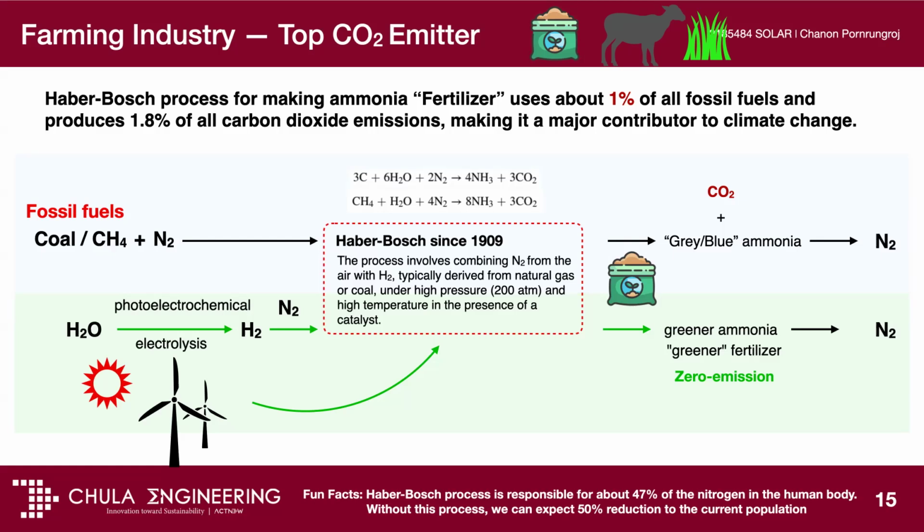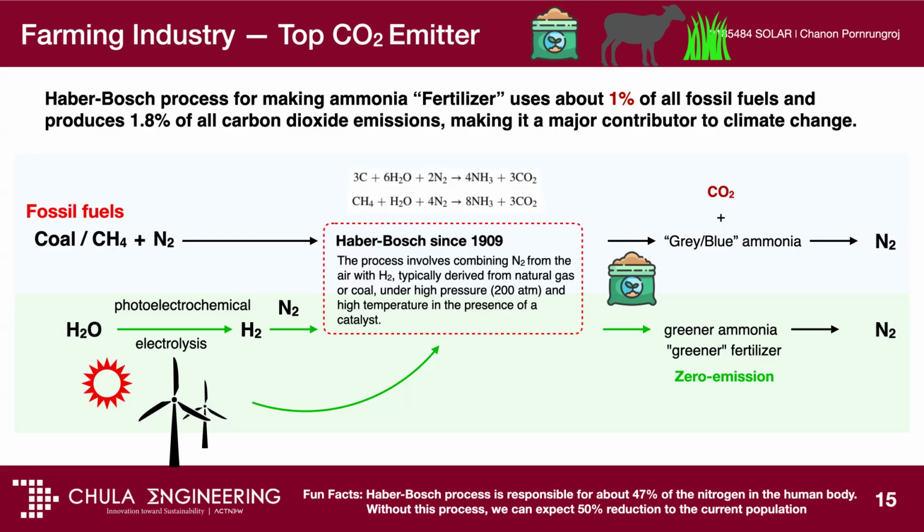And this process is almost the only way to fix nitrogen from the very stable form into the ammonia form that we can use and convert into urea or some other thing as fertilizers. And if you look at our body, all those proteins have nitrogen atoms, right? 70% of the nitrogen atoms in our body came from this process, 47%. So it's a very important process, right?